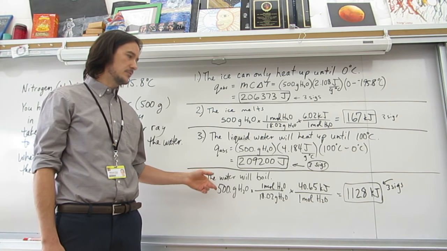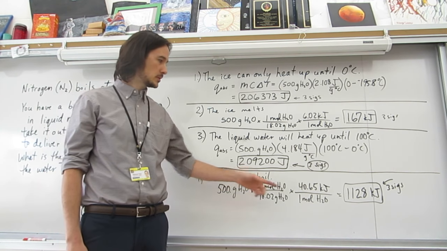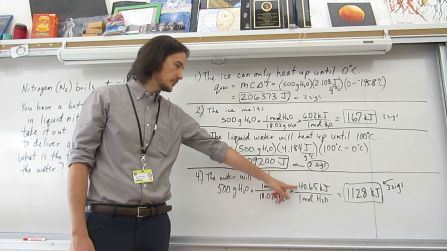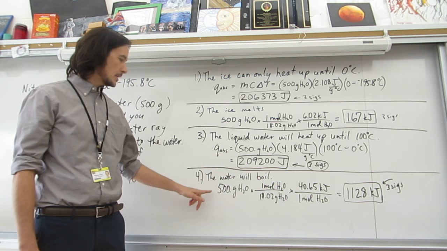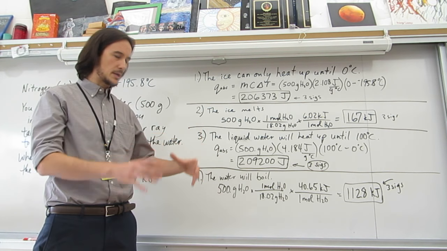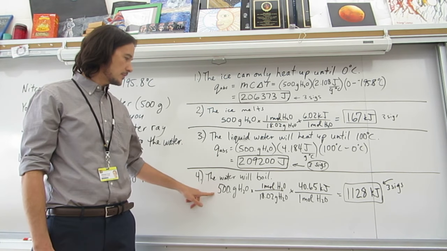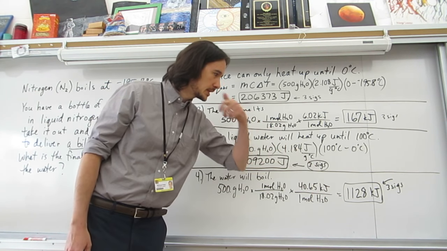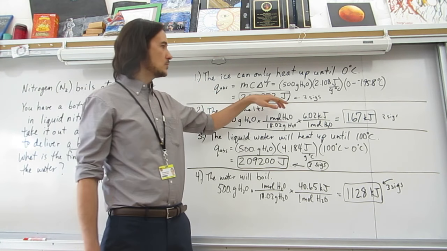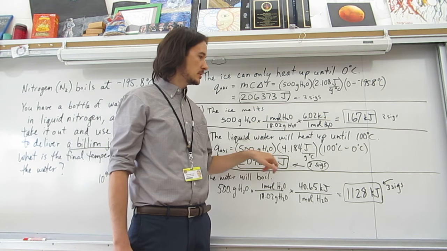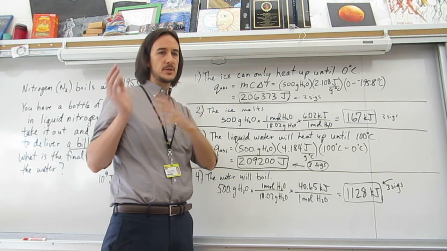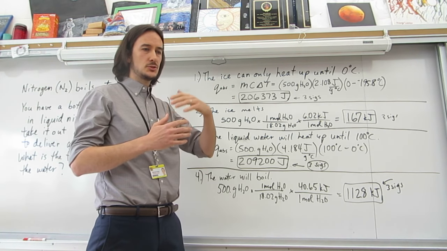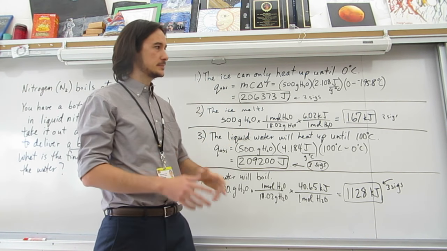So we're going to use the heat of vaporization of water. I have 40.65 kilojoules per mole. You might have a different constant, whatever your constant is. Sometimes the values are rounded, maybe 40.7. 500 divided by 18.02 times 40, we get 1,128 kilojoules. So if you add all this energy together, that's the energy to take the ice from the negative 195.8 to steam at 100 degrees.